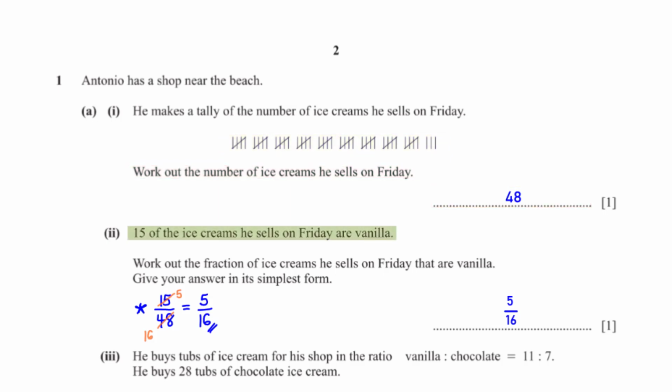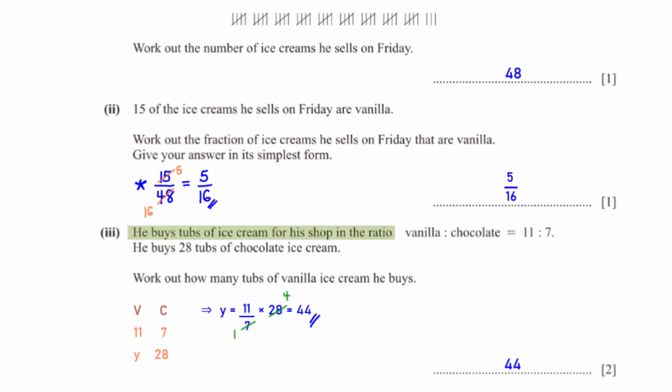15 of the ice creams he sells on Friday are vanilla. Work out the fraction of ice creams he sells on Friday that are vanilla. Give your answer in its simplest form. To get this fraction, we divide the number of vanilla ice creams he sells, which is 15, by the total number of ice creams he sold, which is 48. This simplifies to 5/16.